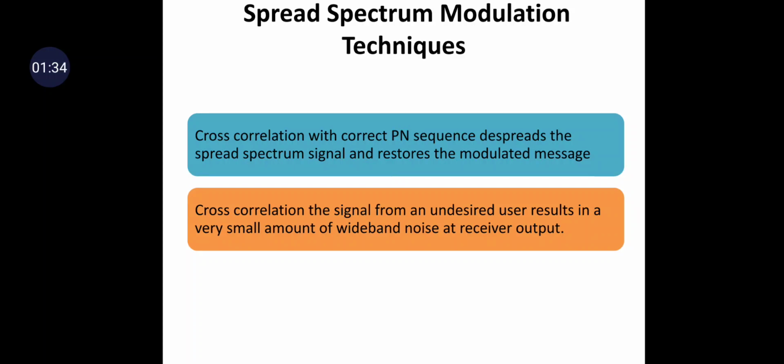Let's see about the cross-correlation. Cross-correlation with the correct pseudo-noise sequence despreads the spread spectrum signal and restores the modulated message. But cross-correlation of the signal from an undesired user results in a very small amount of wideband noise at the receiver output.